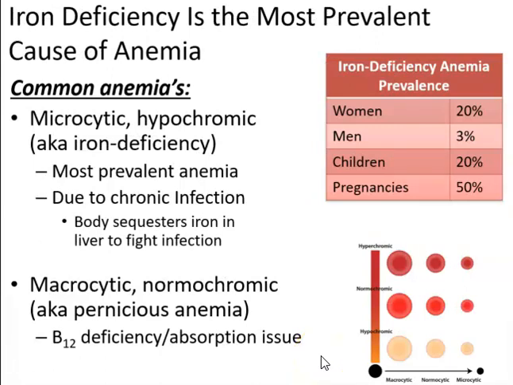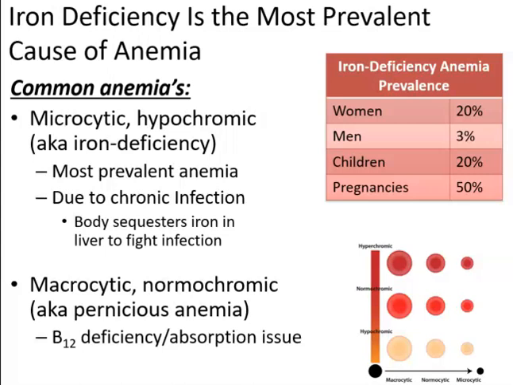Iron deficiency is the most prevalent cause of anemia. Usually this type of anemia is microcytic hypochromic, so cells of iron deficiency anemia are small and they are very pale in color. This is the most prevalent anemia, and usually it's due to chronic infection. So at this point, with chronic infection, the body can sequester iron in the liver to help fight infection. However, iron deficiency anemia is usually due to nutritional deficiencies.